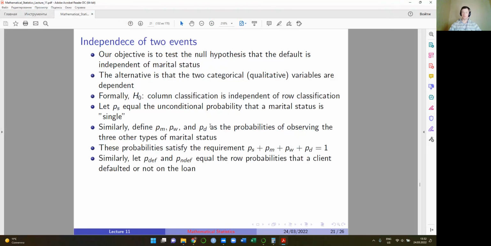Also, similarly, we denote PDEF and PNDEF the row probabilities that the client defaulted or not. So the probability that the person will default and the probability that the person will not default are these ones. And their sum must also equal 1.